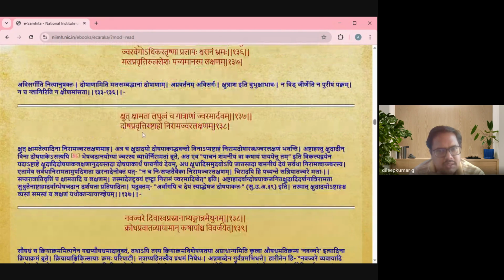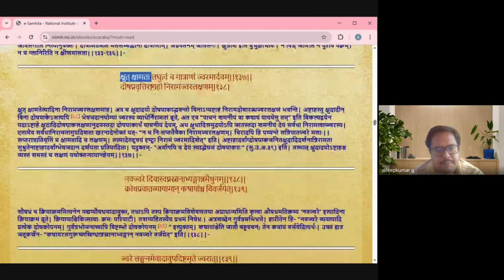Whereas Nirama Jvara lakshana is characterized by shuddha kshamata. There is a desire to take food, laghutvam, lightness of the body. There is no Jvara, there is no angamarda, and the intensity of Jvara is also reduced. So these are all the presentations of Nirama Jvara lakshana.